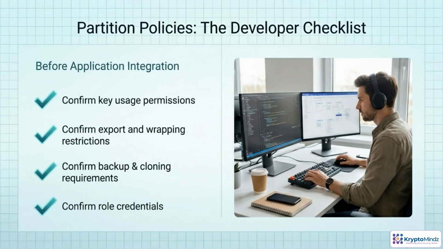Before you integrate with a partition, treat policies as part of your API contract. First, verify which operations each key type is allowed to perform. Don't assume encrypt implies decrypt or sign. Next, check whether keys can ever leave the partition, even wrapped. Confirm how backup, cloning, or migration are supposed to work. Finally, validate that your application's roles and credentials actually match those policy assumptions.